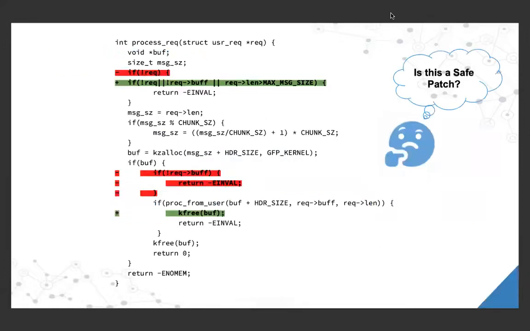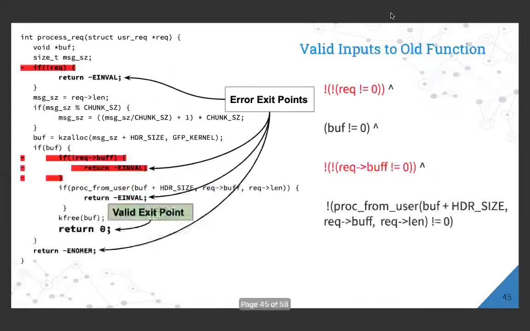Let's look at a patch. Here, the patch is shown on the slide. The lines in red are the lines that are removed by the patch, and the lines in green are the lines that are added by the patch. Now, to verify condition C1, we first need to identify all the valid inputs to the old function. The old function is shown on the left-hand side of the slide. Here, we can see the function has multiple exit points. However, it has only one valid exit point.